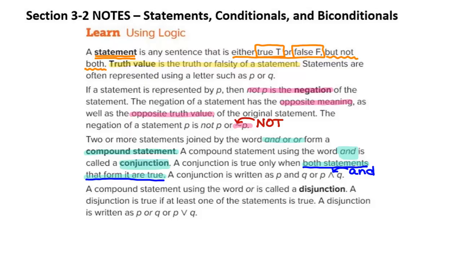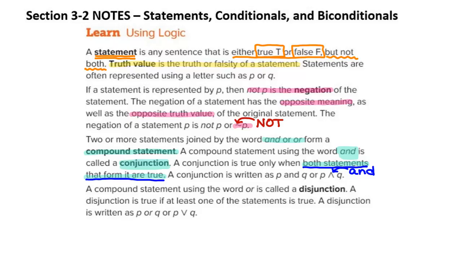If I were to say, I'm wearing a black sweater and I'm wearing red shoes, that would be false, because while I am wearing a black sweater, I am not wearing red shoes. Both statements have to be true for the compound statement to be true. So if I said I'm wearing a black sweater and I'm wearing black shoes, that would be true because I am wearing a black sweater and I do have black shoes. So both parts have to be true.